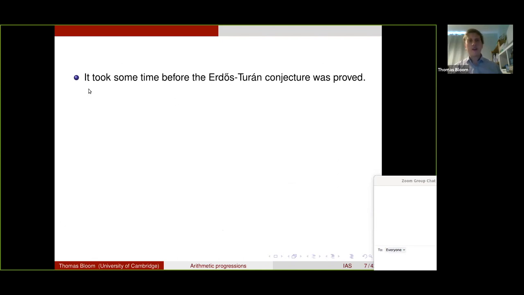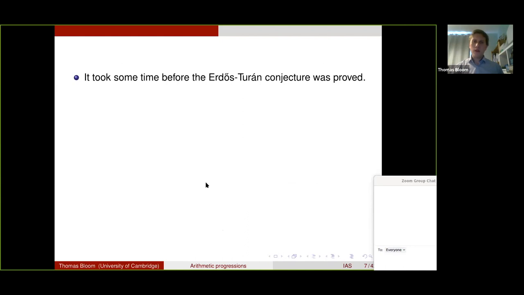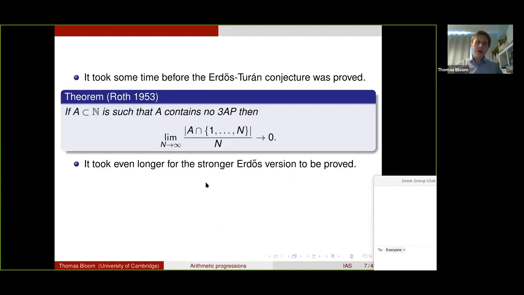So Erdős and Turán conjectured this density threshold in 1936, and it was some time before that was proved. So that was by Roth in 1933. So he proved with an ingenious twist on the circle method, which had been around for some years by that point, that if A contains no three-term progressions, then it has density zero.